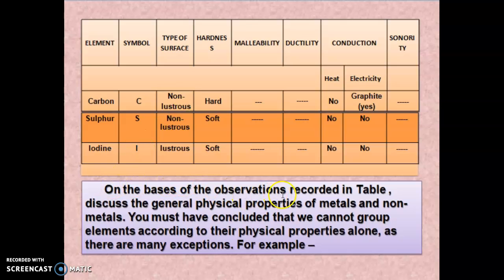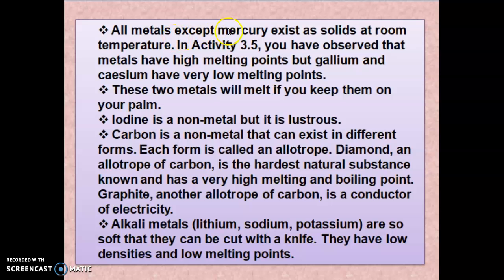Now, on the basis of the observations recorded in the table, discuss the general physical properties of metals and non-metals. You must have concluded that we cannot group elements according to their physical properties alone, as there are many exceptions. For example, all metals except mercury exist as solid at room temperature. You have seen that all metals are always solid except one, that is mercury. You know that mercury is used in a thermometer. It is in the form of a liquid.